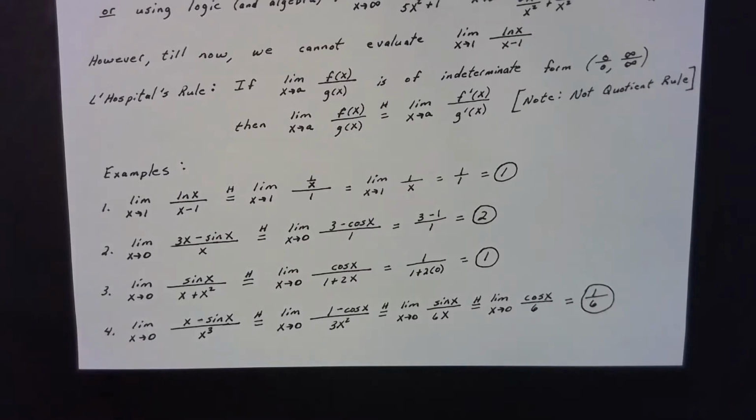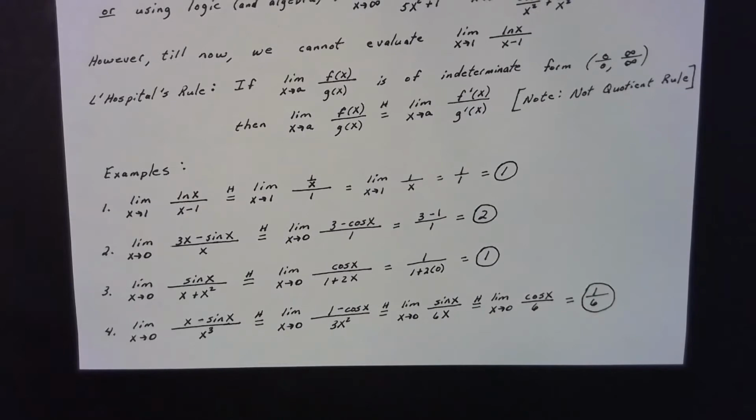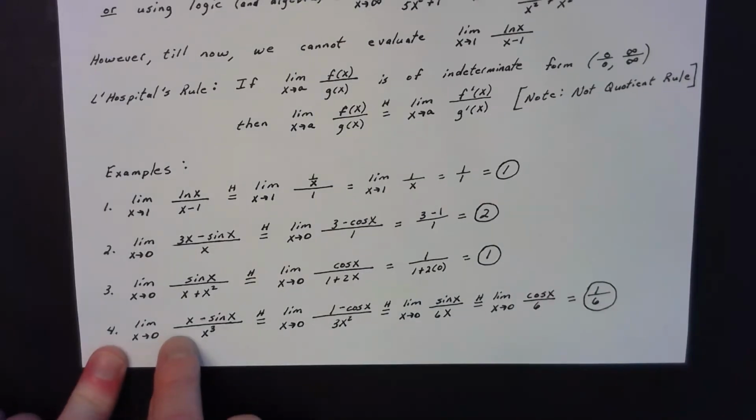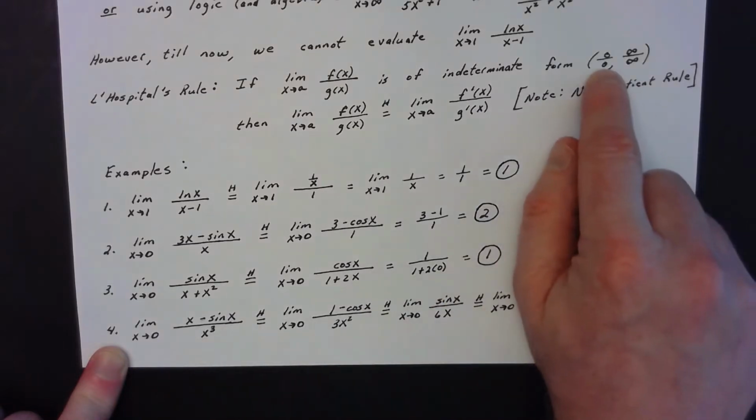Now, for number 4 here, you can already see I've had to use L'Hopital several times, and that's something you'll want to keep in mind. There's no limit to the number of times L'Hopital can be used. For most problems, once or twice is enough to solve it. Sometimes it'll require more than that. So when I look at this one, if I try to plug 0 into the original equation, I would get 0 minus the sine of 0. The numerator is 0. Your denominator would be 0 cubed. 0 over 0 is indeterminate.